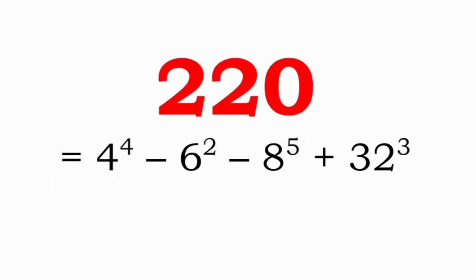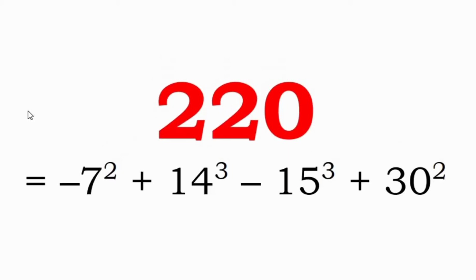In the next representation, we can write 220 as 4 to the power of 4 minus 6 square minus 8 to the power of 5 plus 32 whole cube. Once again, the digits used are 2, 3, 4, 5, 6 and 8. There is no 7. Also, it is in the form of exponential representation of 220.